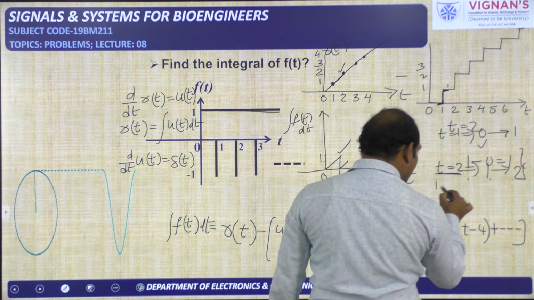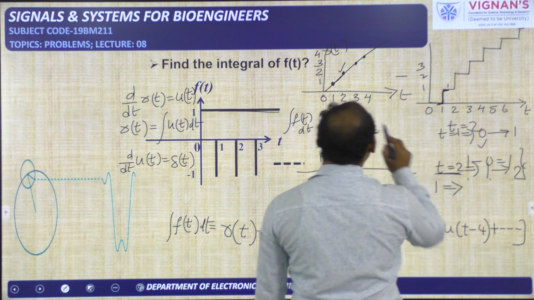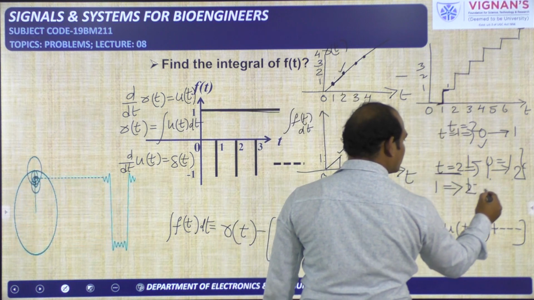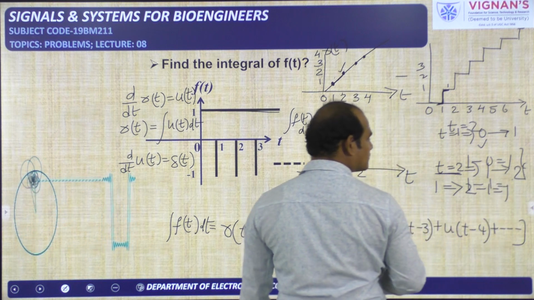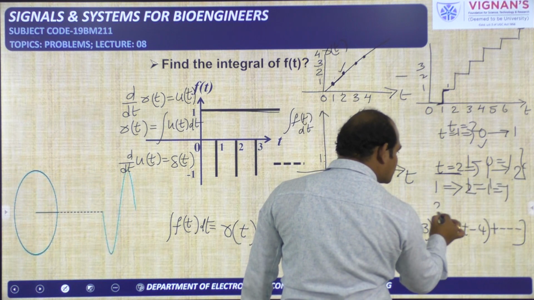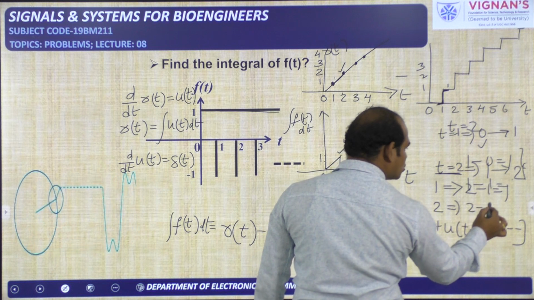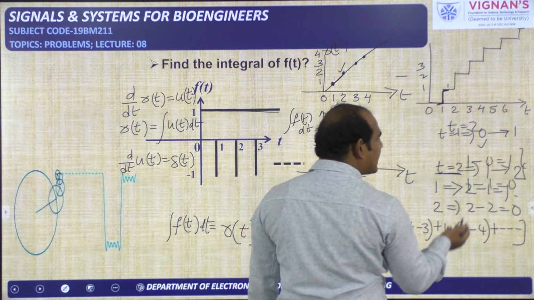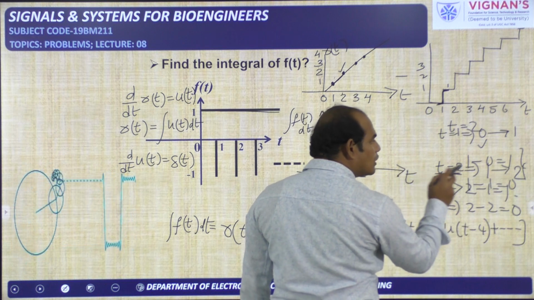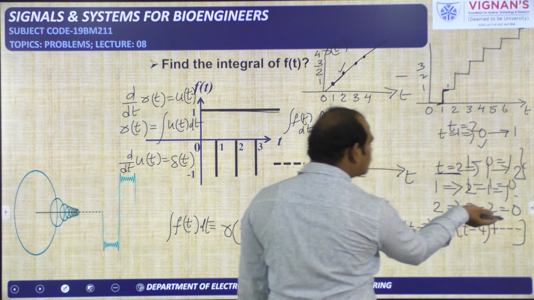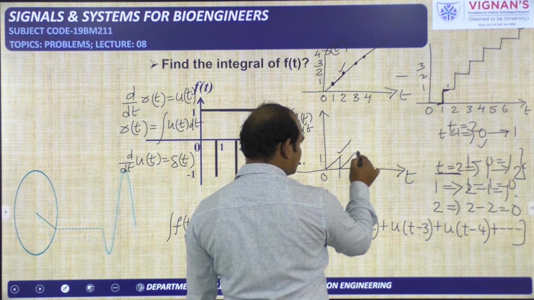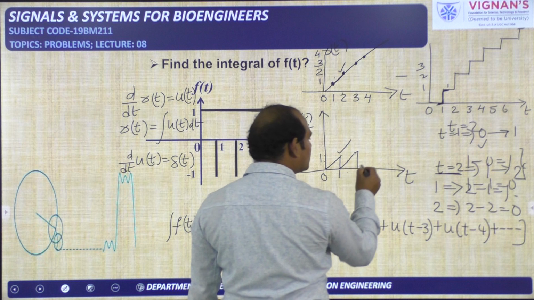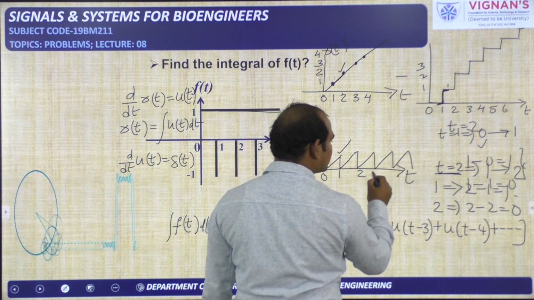If amplitude is 1, exactly at t is equal to 2, it is 2. So 2 minus 1 will be 1. If this amplitude is 2, 2 minus 2 will be 0. So what is the meaning of this one? Exactly at t is equal to 2, we should take 1 to 0. Like this we will get. And this will be continued, you will get like this. This is the resultant signal.